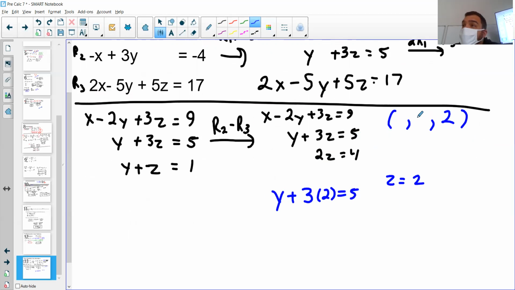Why can't you just plug it into the bottom one, y plus z, like y plus 2 equals 1? Yeah, you could do it like that too. Much easier. Yeah, you could do it into the original, actually. So you can do it. You can use all of them.